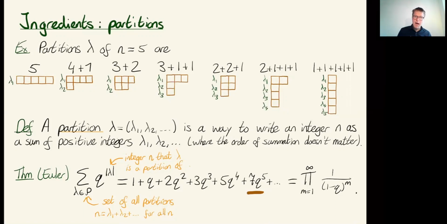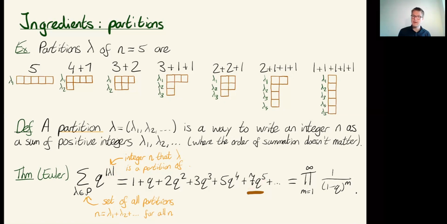Okay, and if we have for each integer a certain amount of things, in this case partitions, then it's always wise to consider the corresponding generating series, as we are doing here in this result. So what are we doing? We are summing here over the set of all partitions for all non-negative integers. And here we have the integer that the partition lambda, where we are summing over, is a partition of. So to be more concrete, you see here, for example, the number 7 corresponding to the power 5.